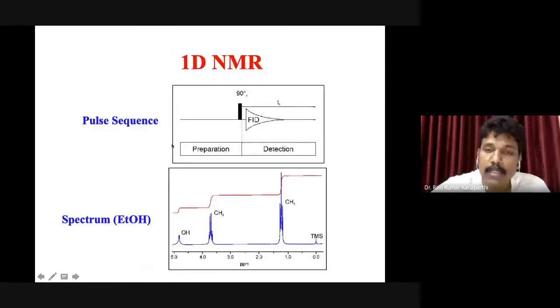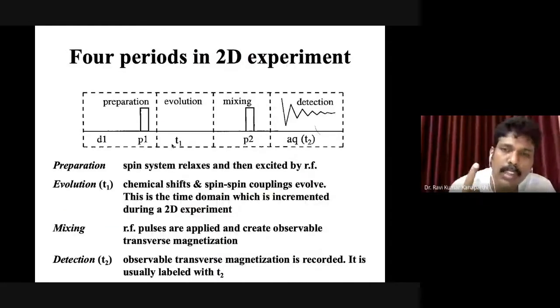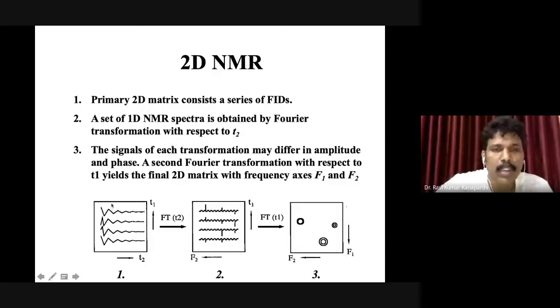That means in two dimensions we will have two FIDs, not one FID. These two FIDs are processed through the Fourier transform. Therefore, we will get two frequency data, and two frequency data means two chemical shift values. That's the general description, and a little more on that.